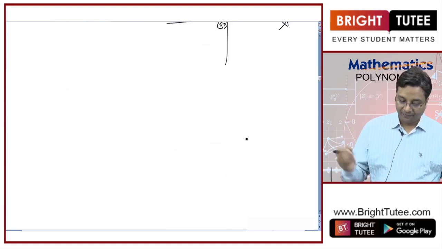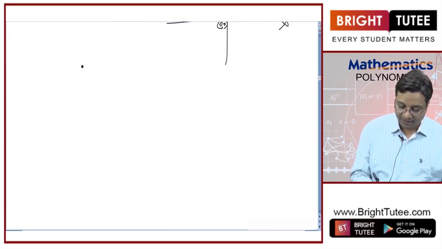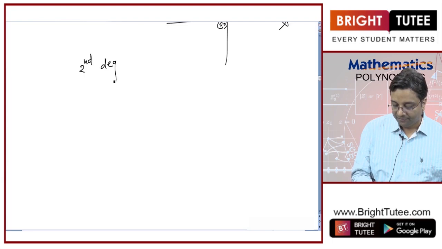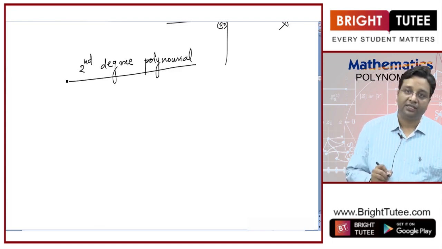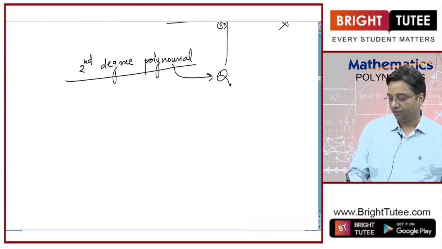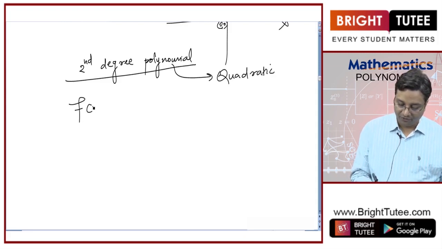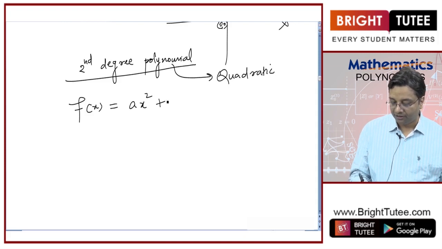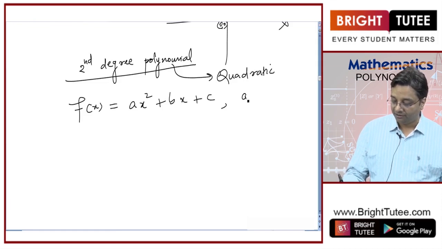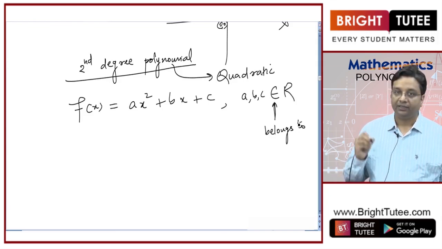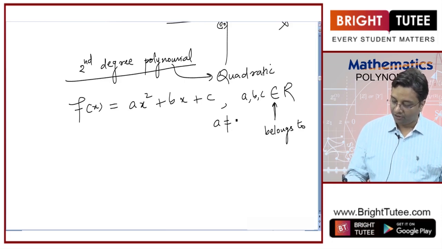For example, let us say I want to take a second degree polynomial only. What is the name of a second degree polynomial? It is known as a quadratic polynomial. So what will be the standard form of a quadratic polynomial? ax square plus bx plus c, where a, b, c are real numbers. a, b, c belong to real numbers. This symbol means belongs to. And a is not equal to 0.